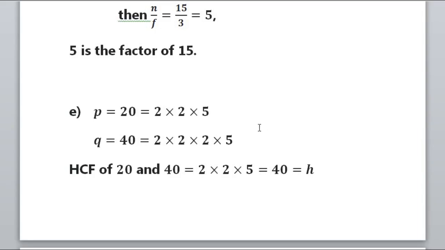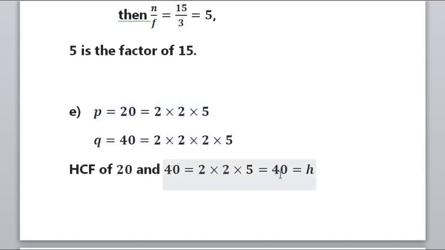Take a look at this example. Let's find the highest common factor, HCF, of 20 and 40. Factorizing 20 gives us 2 times 2 times 5. Factorizing 40 results in 2 times 2 times 2 times 5. HCF of 20 and 40 is the product of common factors, which is equal to 20.